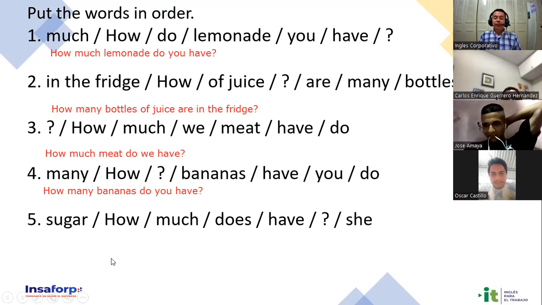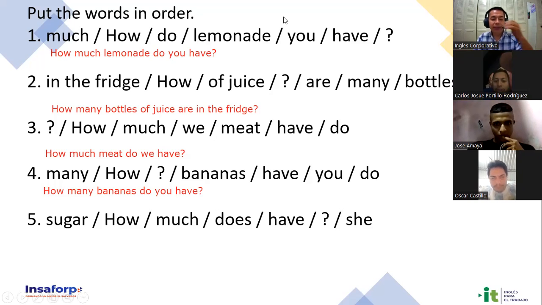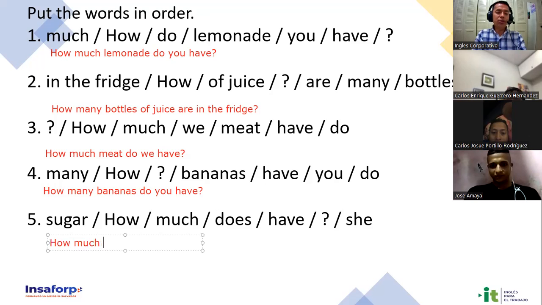Good. Let's do it, right? When you are ready, raise your hands. How much sugar does she have? Carlos, you want to participate? Okay, very good. Give me a second, Carlos. But listen to this. Pay attention. Nadie me le sople, Carlos.